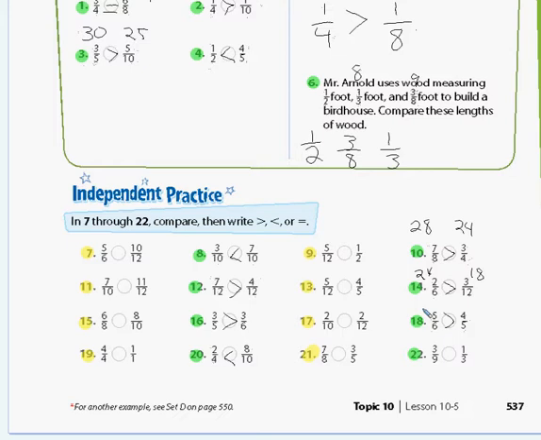Okay, on number 22, I'll just go ahead and cross multiply on this one. So I've got 9 times 1 is 9, and 3 times 3 is 9. That's telling me those two are equal. Let's go ahead and look at the second page.